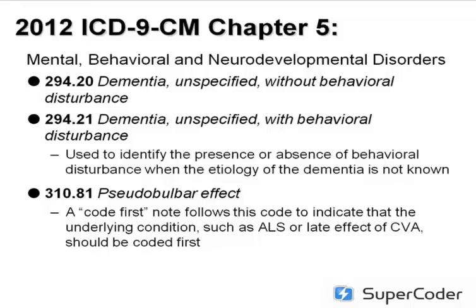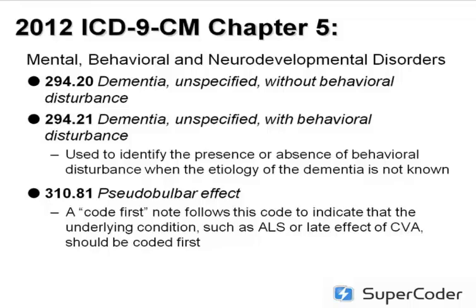It was noted that providers will often document dementia with behavioral disturbances, but not always identify the etiology or the underlying cause. So they wanted to be able to identify dementia that doesn't have a behavioral disturbance versus an unspecified one, when we don't know the underlying cause of that, but the patient still has that behavioral disturbance. So we're going to report those with 294.20 or 294.21.